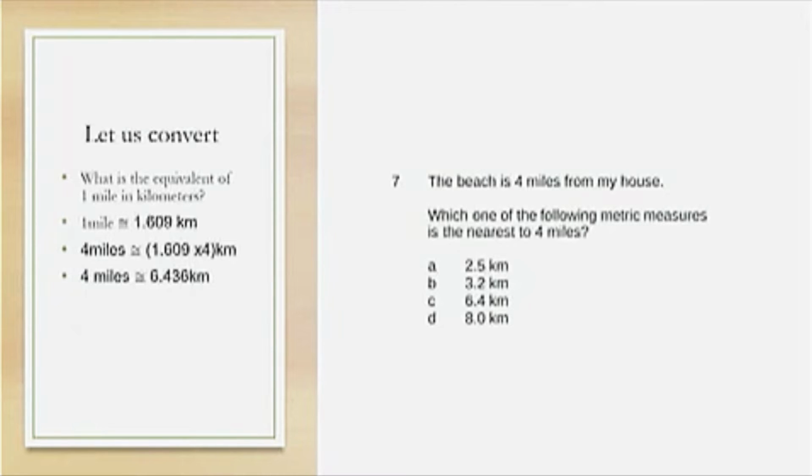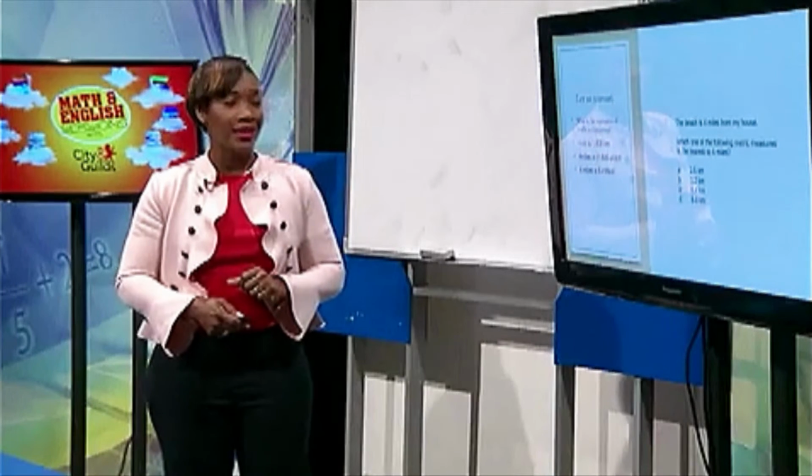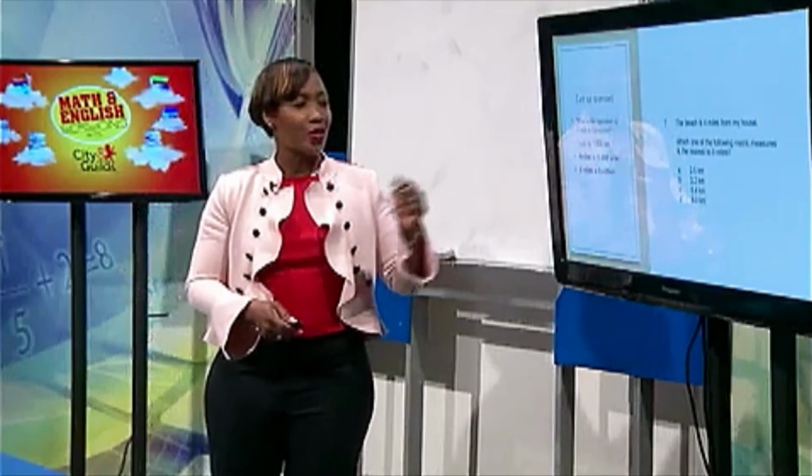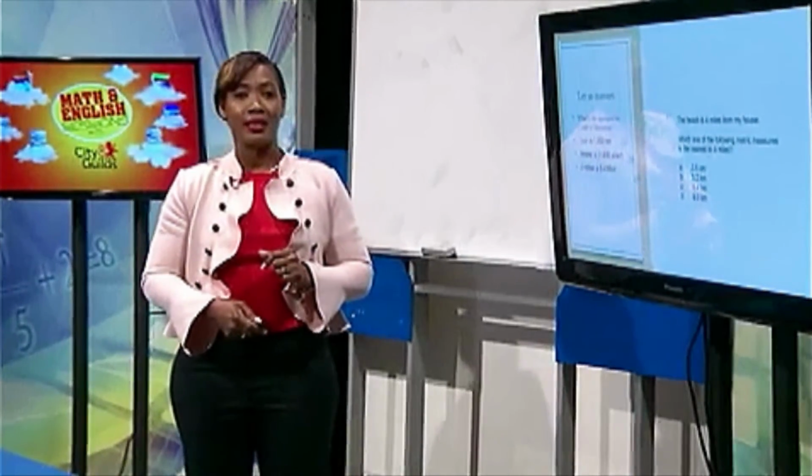6.436 kilometers. Now, if you look at your options, you don't see that same value over there. But if you round it off to the first decimal point, you would get 6.4, correct. So your response is, for 4 miles, you have 6.4 kilometers.